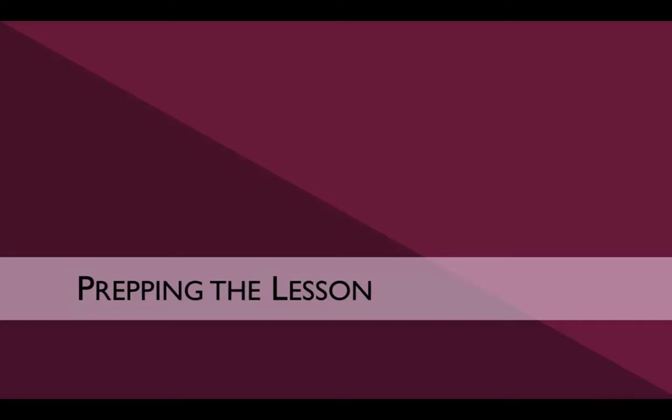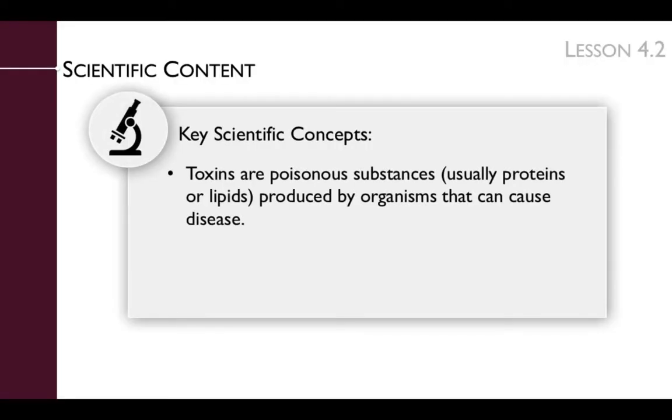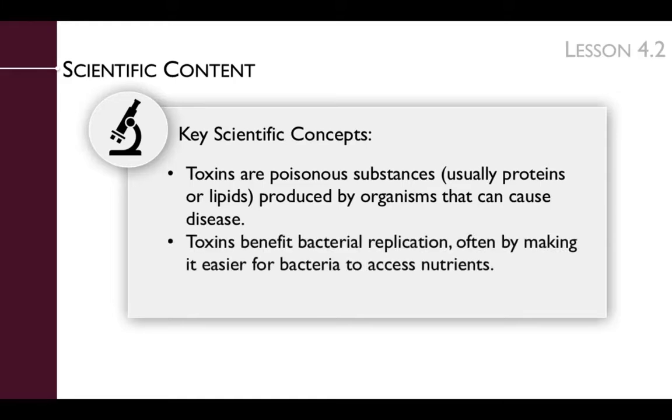To prepare for this lesson, you'll need to review the following key scientific concepts. Toxins are poisonous substances, usually proteins or lipids produced by organisms that can cause disease. Toxins benefit bacterial replication, often by making it easier for bacteria to access nutrients. And sometimes we use bacterial toxins as medicine.